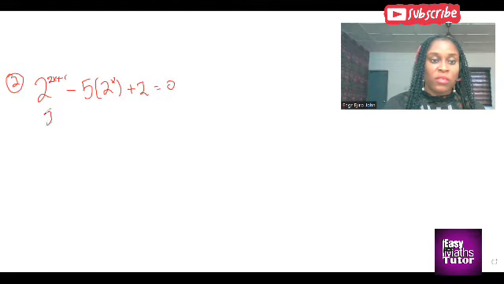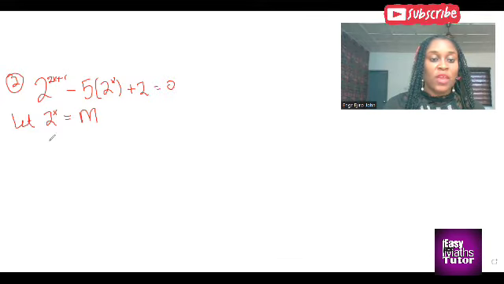Now we know that there's a basic factor here, which is 2 raised to the power x. So we'll represent that as, let's say, m. All right? So we say let 2 raised to the power x be equal to m.